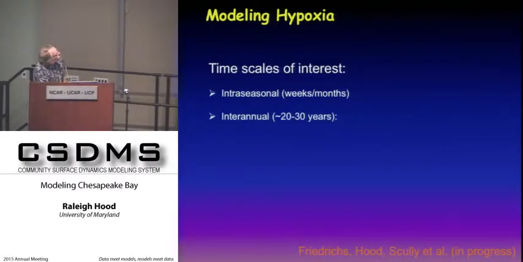And so we're working at two different time scales. That's intraseasonal, that is within season, on weeks to months. So how well do these models work within a season? And we're also interested in the larger question of how well these models will work over interannual time scales.